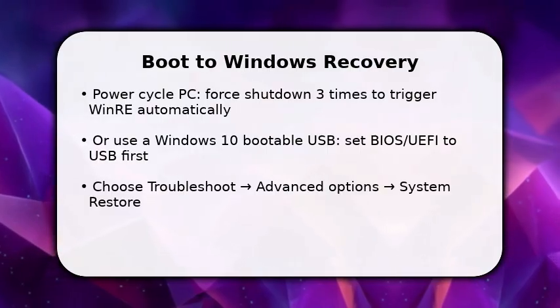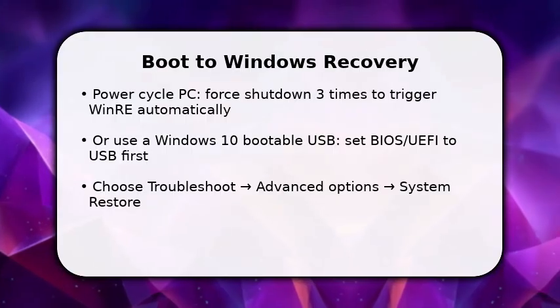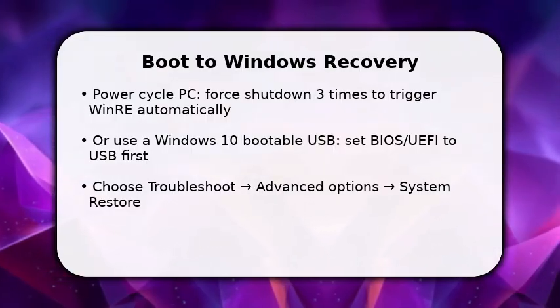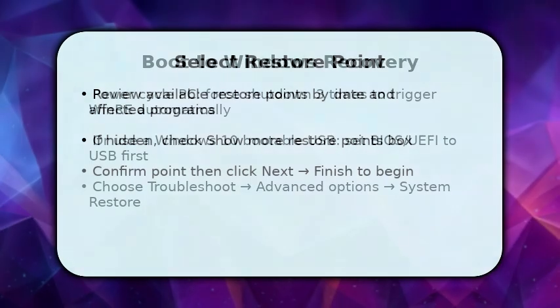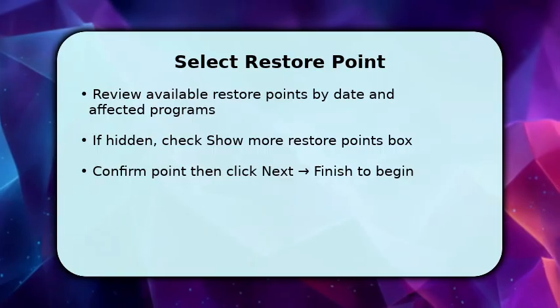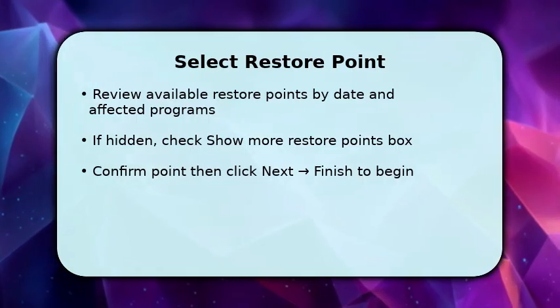It targets restore points, which revert system files and settings without touching most personal files. This first step gets you to the tool that will perform the actual restoration. You'll see a list of restore points. Read the dates and the short descriptions so you know what changes each point will undo.